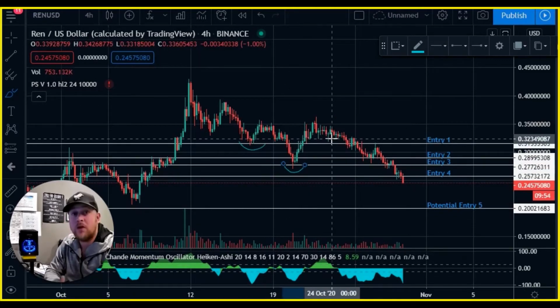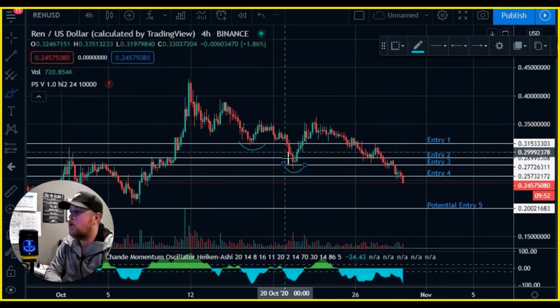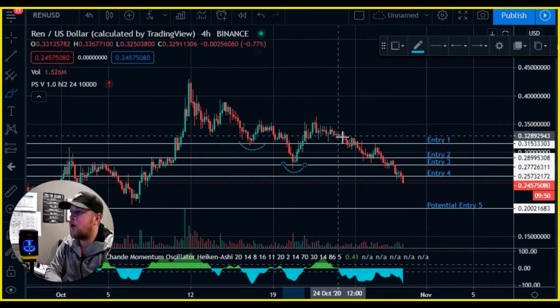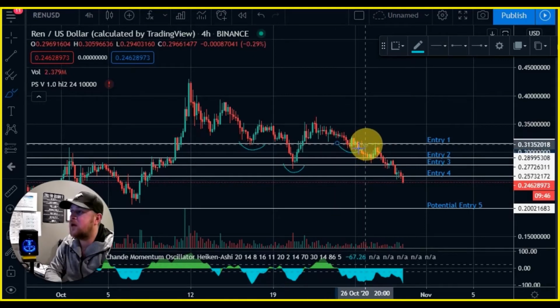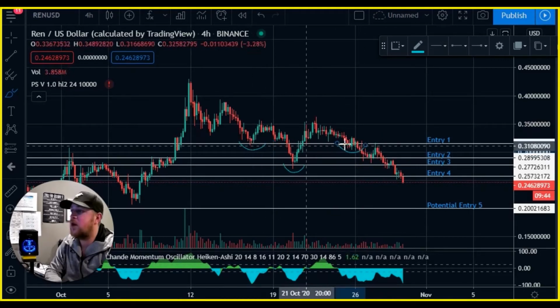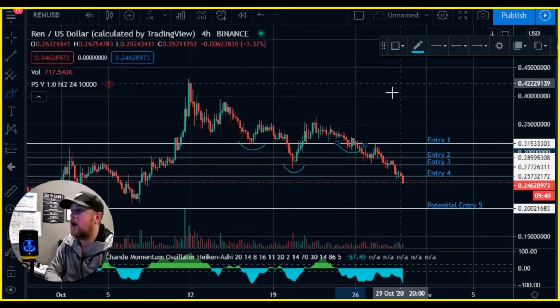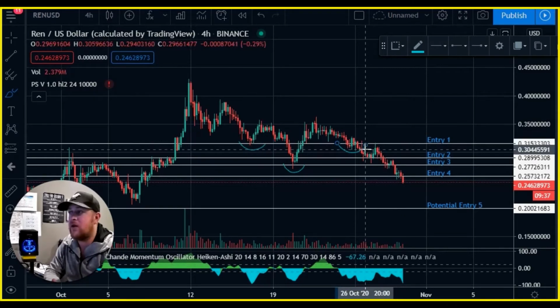I assumed that would be really good support. So when it bounced back up here and it came right to my first entry, I was looking at, guys, I think I posted it in my chat group, but I was looking at really the right shoulder, and I was hoping for a rise up to here. I did enter early though, guys, I really did.